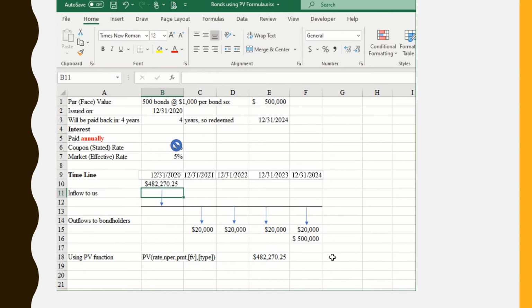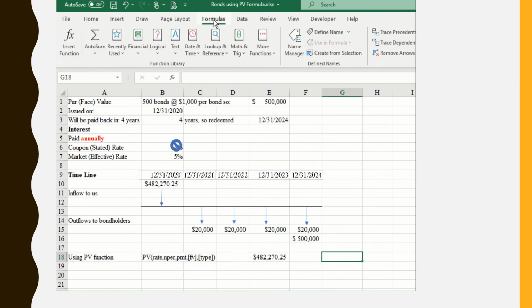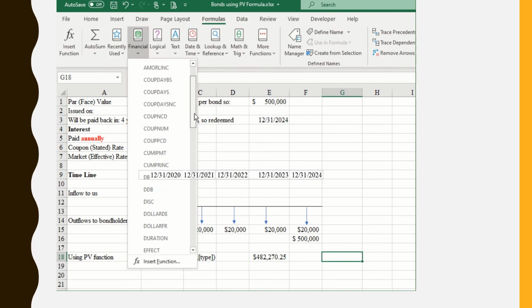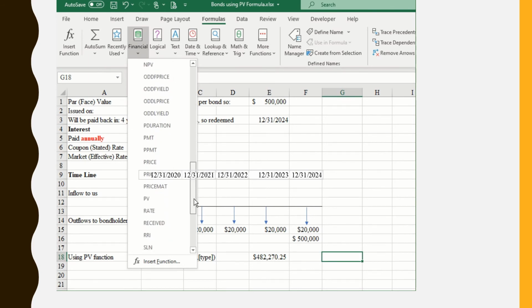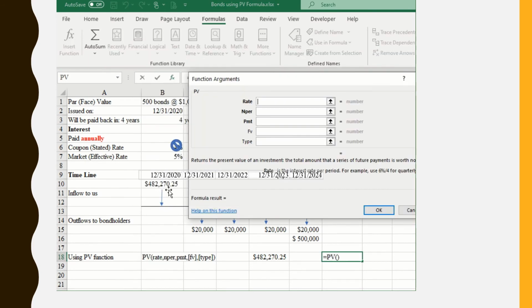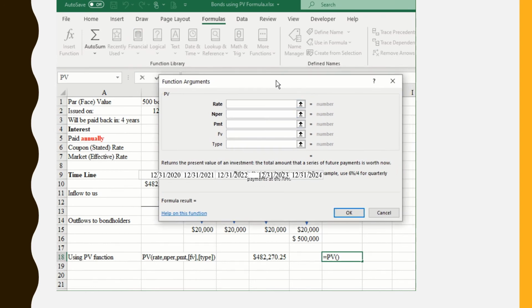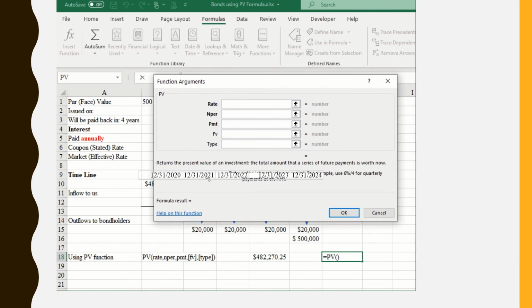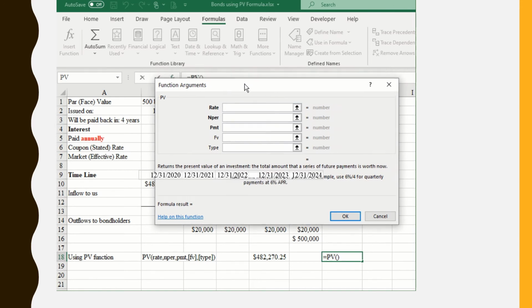But there's another way that some of you might like more. So I'm going to do the alternate method, which is to use the formulas up here. If you go to formulas, it's going to be under financial. Scroll down till you find present value. And the nice thing about this is it gives you the prompts, it gives you an explanation of what it is you're trying to do.